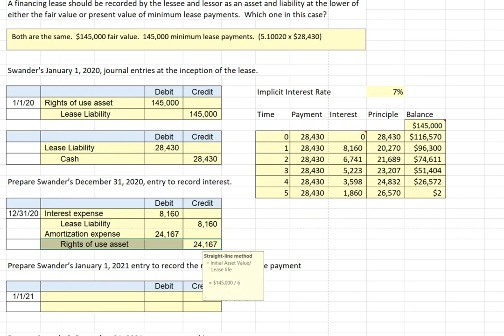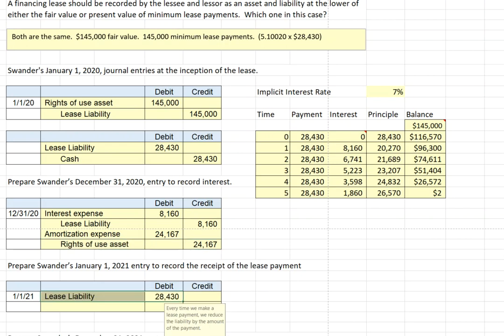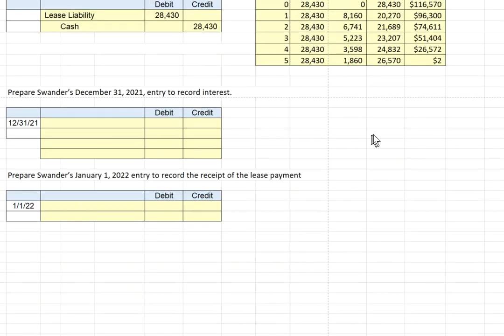When we make our journal entry on January 1, we will debit the lease liability and credit cash. The same entry we make every time we record a lease payment. Let's take a look at our journal entries for December 31st, 2021 to record interest and amortization, as well as our next lease payment on January 1.